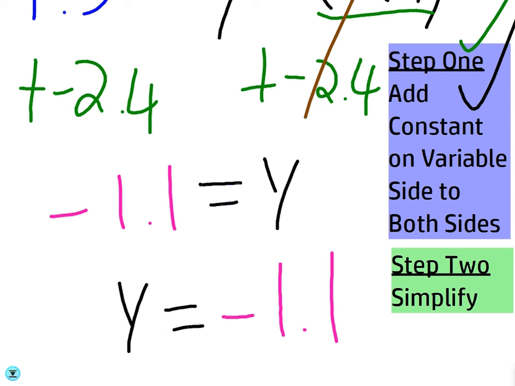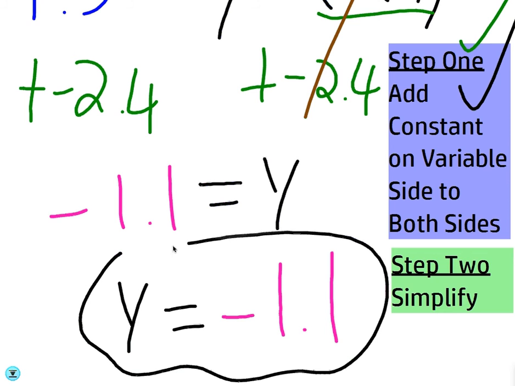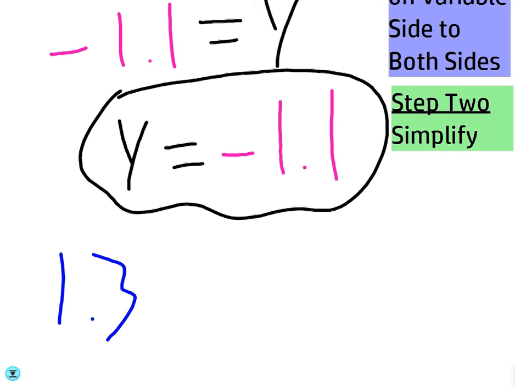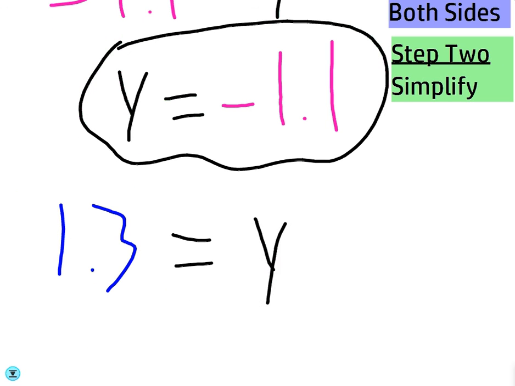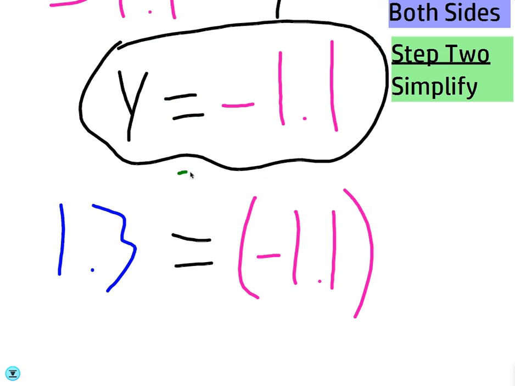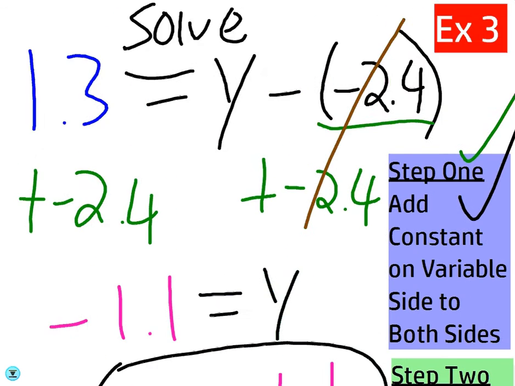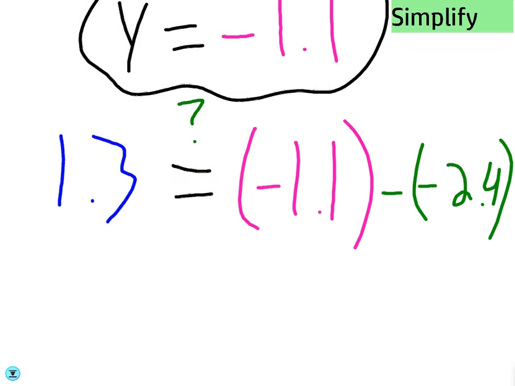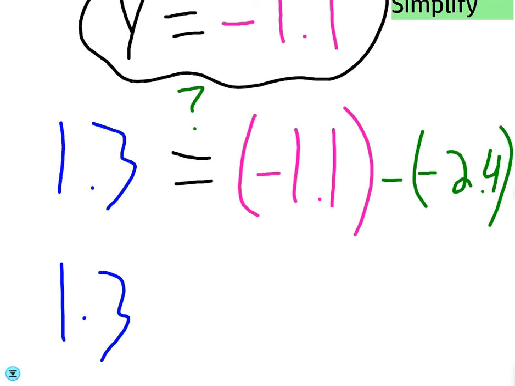Okay? And again, if you wanted to, you could plug negative 1.1 in. Let's do it for this one because some of you are probably still wondering how this works. If I plug in negative 1.1 for y, let's see if this works out. Negative 1.1 minus negative 2.4. So the way this will be, it'll be 1.3. Does it equal negative 1.1 plus 2.4, which does give you 1.3. That will become a plus, so it does work.